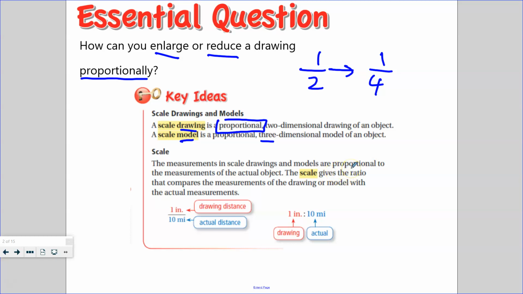Now I'm going to post a video for you as well, just a video clip of one of my favorite movies that has a really cool way to help us realize scale drawings and models and so forth. And so we have this idea, it's 1 inch on the actual drawing, but the actual distance is 10 miles. This might be maps.